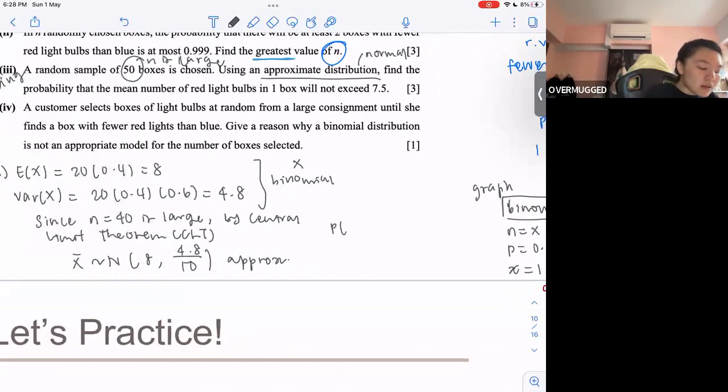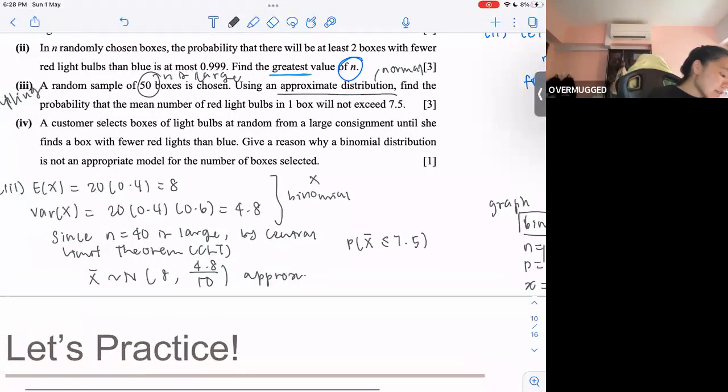So the probability of your x bar will be less than or equal to 7.5, right? That's what the question is asking for. It will not exceed 7.5. You put this into your GC, the normal distribution, right? You should get 0.0533.